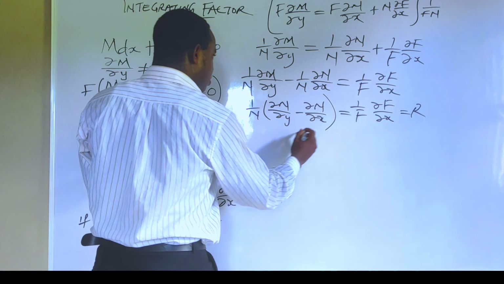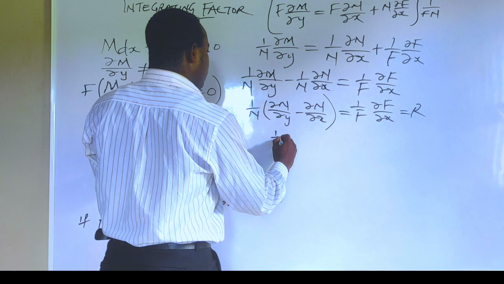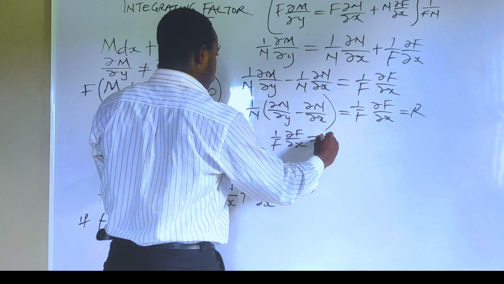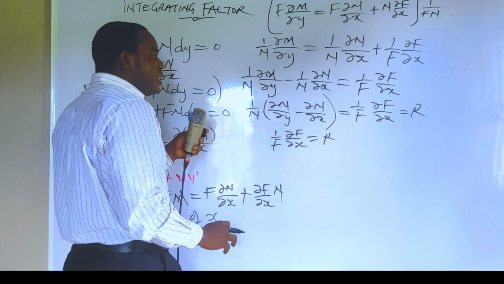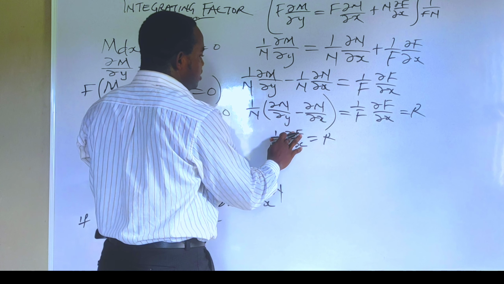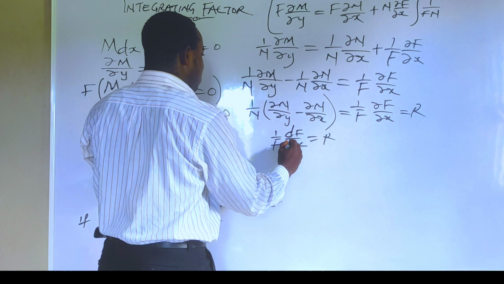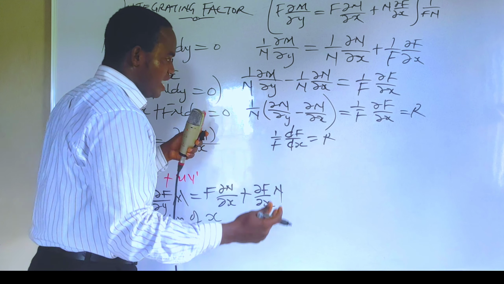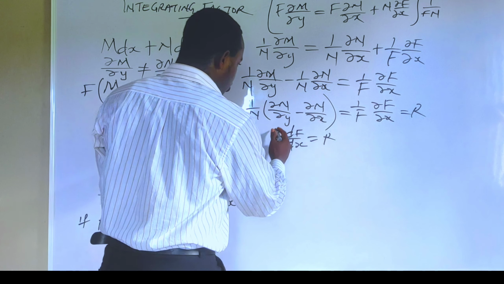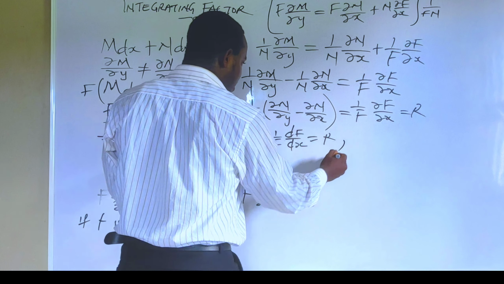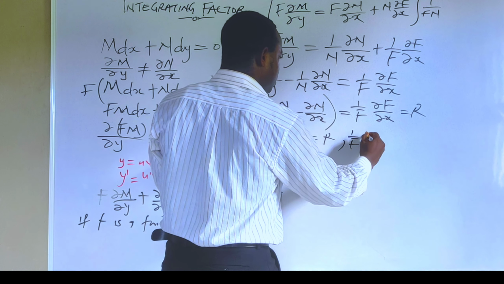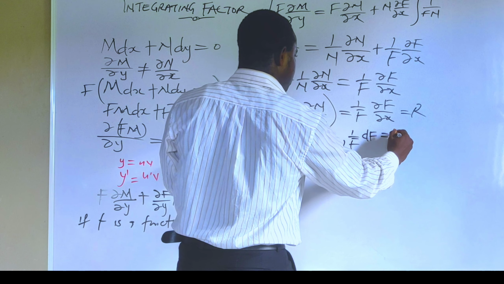So we have 1 over f partial f partial x is equal to r. Now, since we are certain that f is a function of x, we can say this is df dx, because we have chosen that f is a function of x. To solve this, we can separate the variables. We multiply both sides by dx, and we have 1 over f df equals r dx.